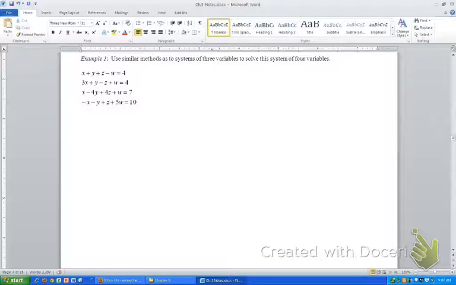Easy enough, right? So if I take that top equation and I solve it for my variable x, I'm going to get x equals 4 minus y minus z plus w. Okay? And then I'll be taking that and plugging it into the x's in the other 3 equations. So my goal is to take that and plug it in here, here, and here.